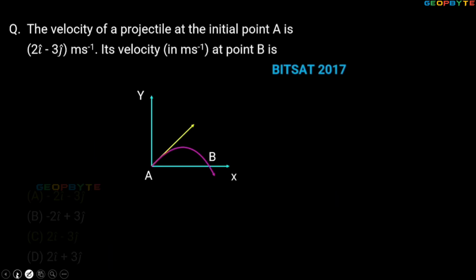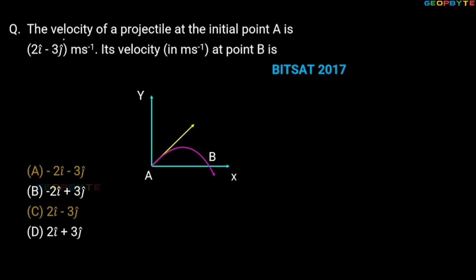Similarly, let us take another important problem. It is asking like this. The velocity of a projectile at the initial point A is, velocity at A, VA equal to 2 i cap minus 3 j cap, which is in meters per second. Its velocity in meters per second at B.